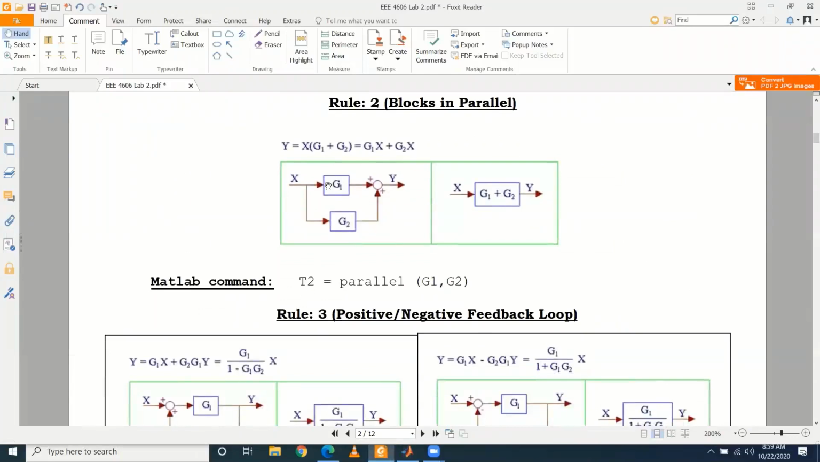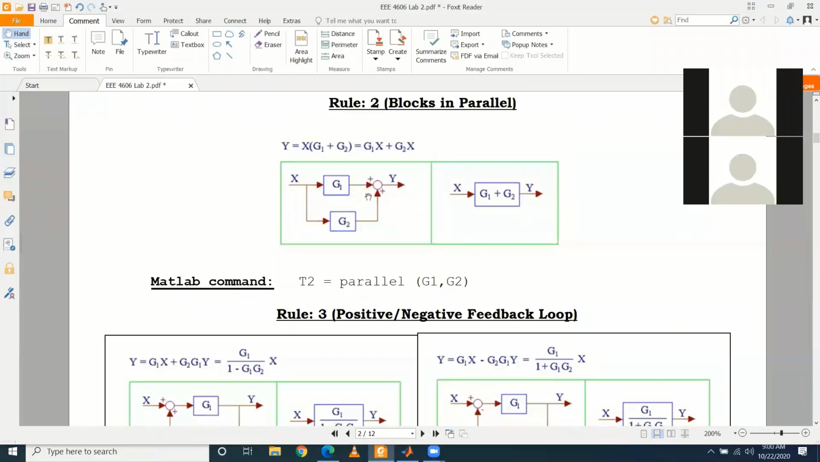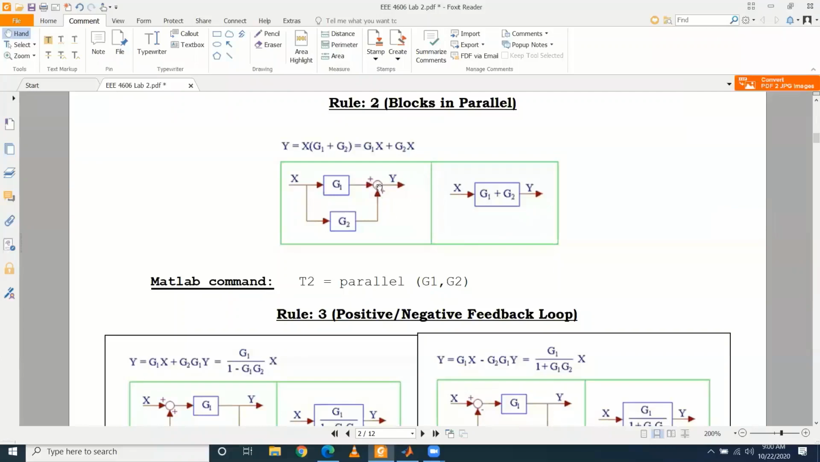These blocks are in parallel, right? Whenever you have a massive block diagram, you see that these series configurations and parallel configurations are very easy to spot. So you have to spot them and then reduce them. This is a parallel combination, and it's always like this. There's no other type of parallel combination. For example, in this summation junction, if one of the signs is minus instead of plus, it's no longer a parallel combination.